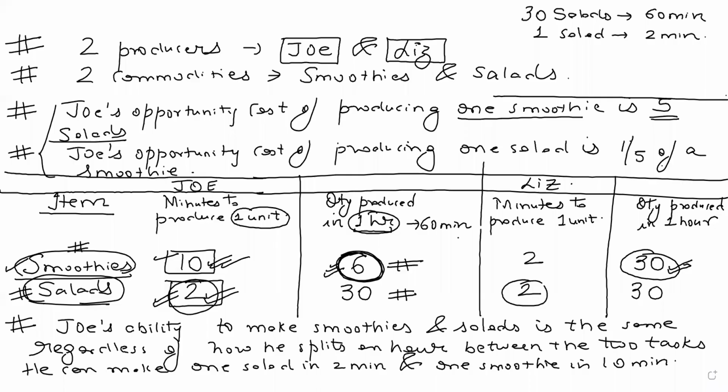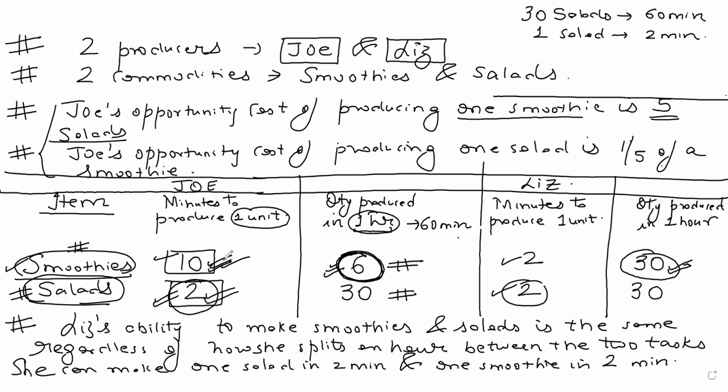So I can write it here that Liz's ability to make smoothies and salads is the same regardless of how she splits an hour between the two tasks. And you can clearly see that if I make a small change here, she can make one salad in 2 minutes and one smoothie also in 2 minutes. She takes only 2 minutes to make one salad and one smoothie, as compared to Joe, who takes 10 minutes to make a smoothie and 2 minutes to make a salad.